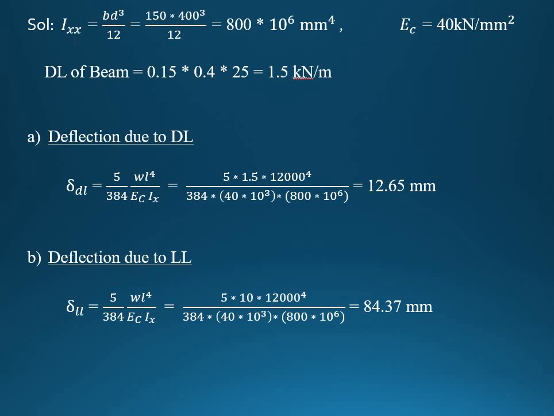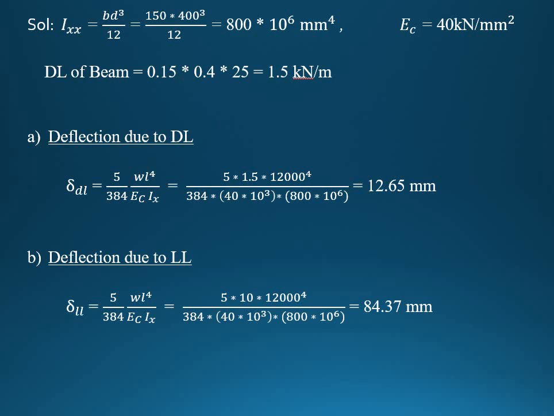Now let's get back to this. I equal to BD cube by 12. You know that it's for a rectangular cross section. Width is 150, depth is 400, cube by 12. So moment of inertia is 800 into 10 power 6 mm power 4. And dead load of the beam is cross section into density. Cross section I have converted from mm to meter, so it is 0.15 into 0.4, and density is 25 kilonewton per meter cube. We will get 1.5 kilonewton per meter as the dead load of the beam.